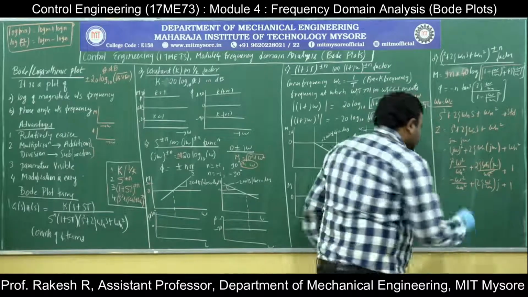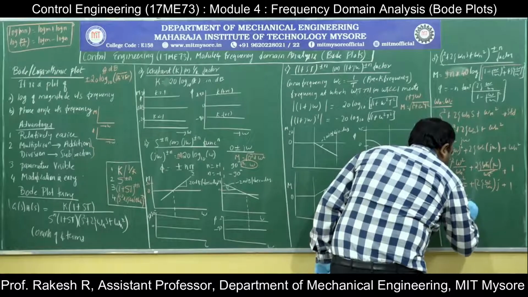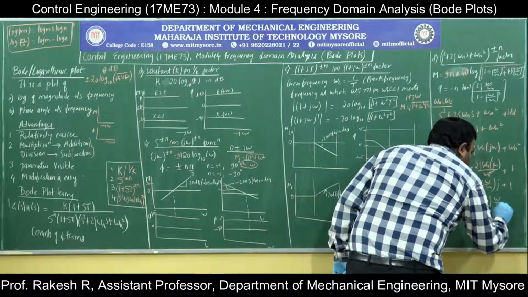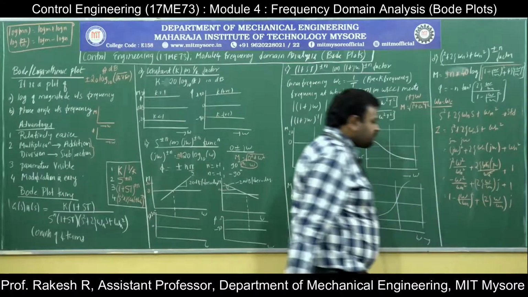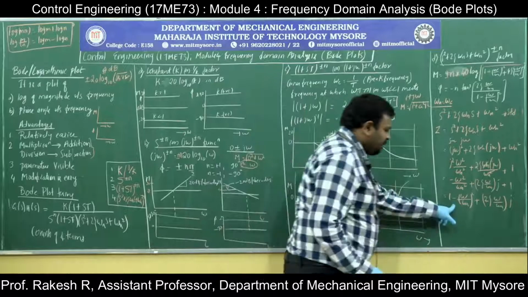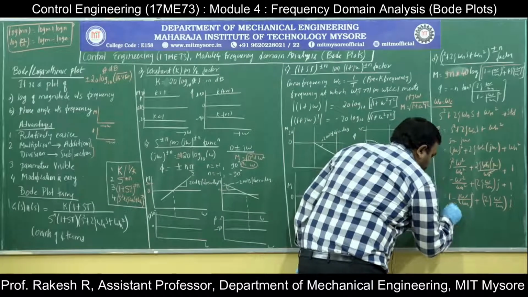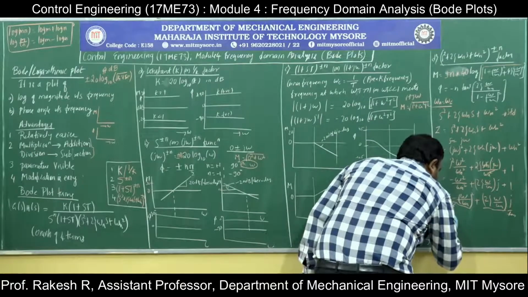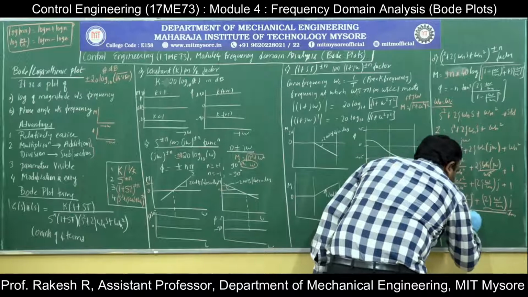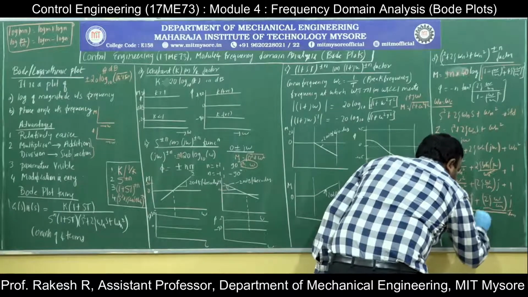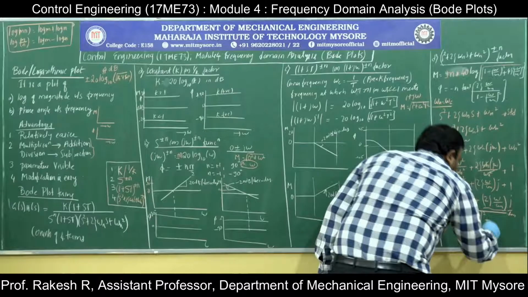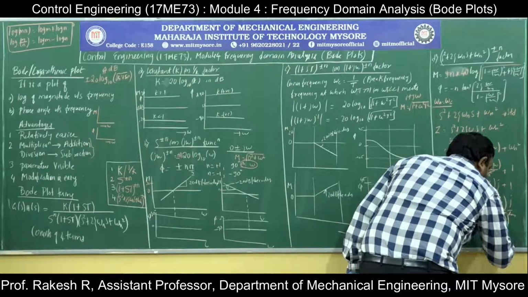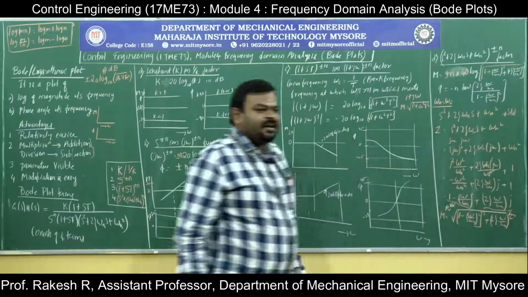So what is the real part? The real part is 1 minus omega by omega n whole square, and the imaginary part is 2 zeta omega by omega n into j. So this is the real part and this is the imaginary part. What is the magnitude? The magnitude will be equal to the square root of the real part square, 1 minus omega by omega n whole square, plus the imaginary part, 2 zeta omega by omega n, whole square. This is the magnitude of the plot.